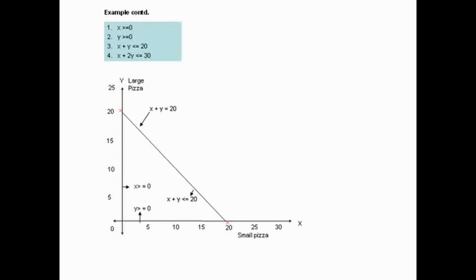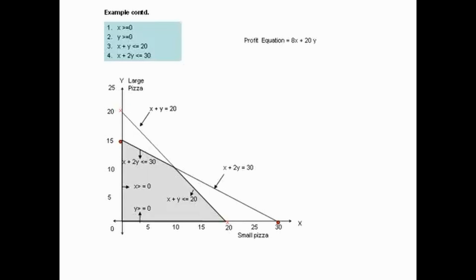Equation number 4 is also drawn in a similar way. We identify the 2 points on the x and y axis through which the line should be drawn, and we connect the 2 points to give the boundary of the equation x plus 2y is less than or equal to 30. Of course, the less than or equal to sign again tells us that the solution set is below the line. From these 4 equations, we can see a clear overlapping of the region that is shown shaded here.